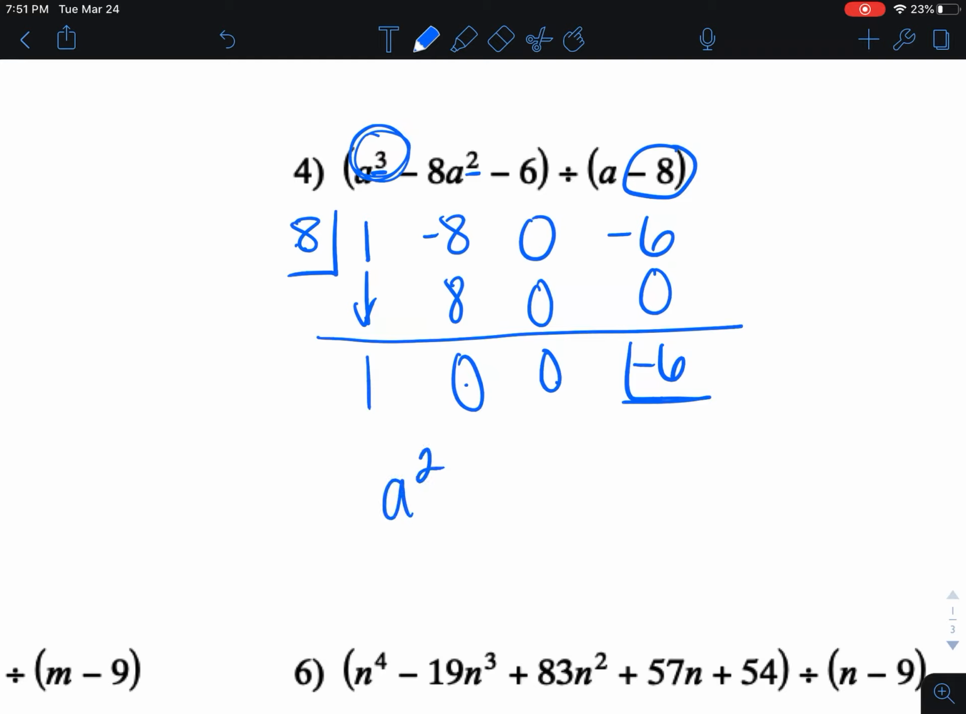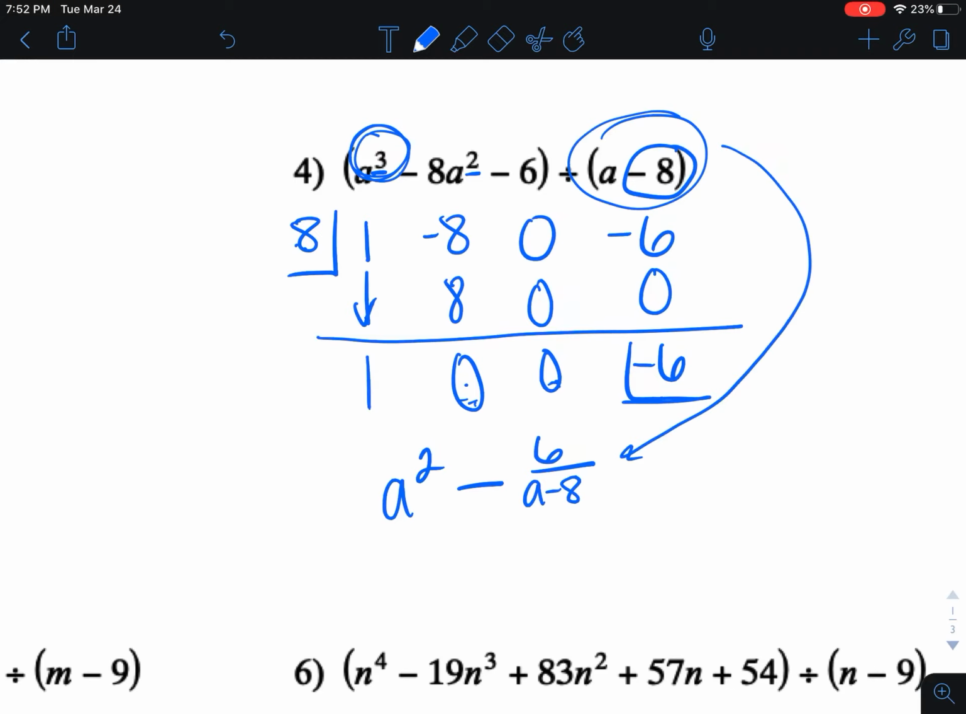So a squared. Now notice these are zeros. I don't need to put those terms in there, but I do have a remainder. So I'm going to put minus 6. And then I put it over top of this binomial. So a minus 8. And there's my solution, just like that.